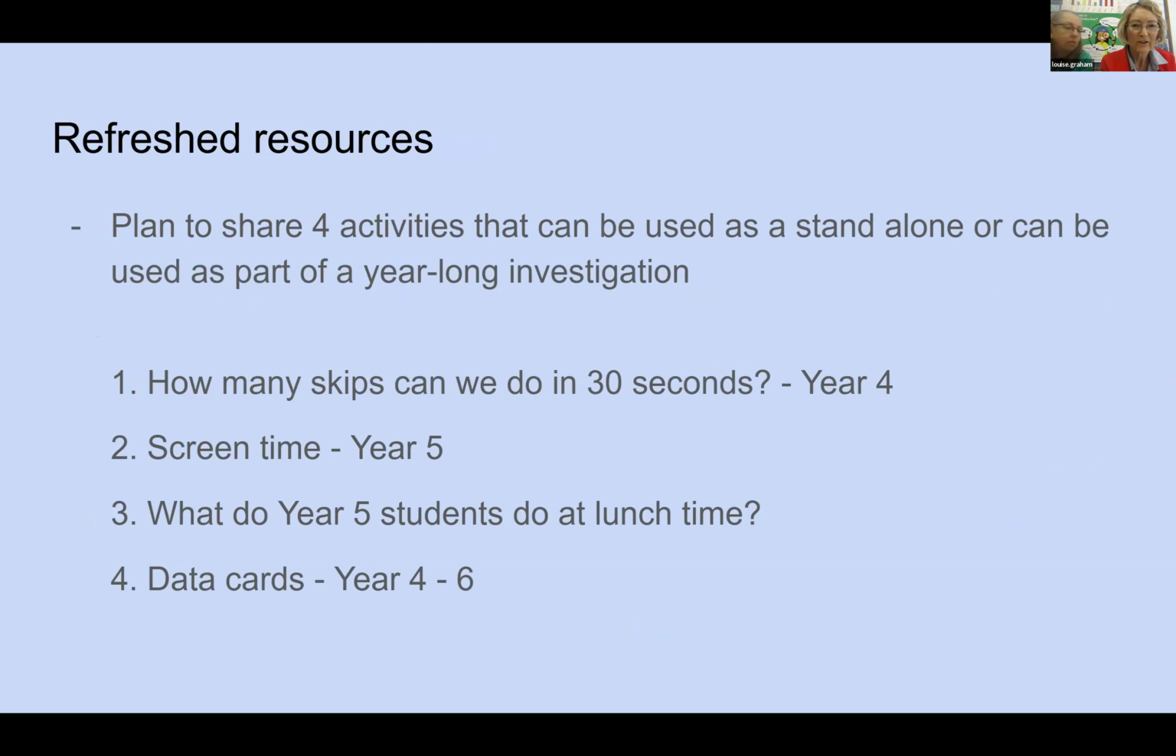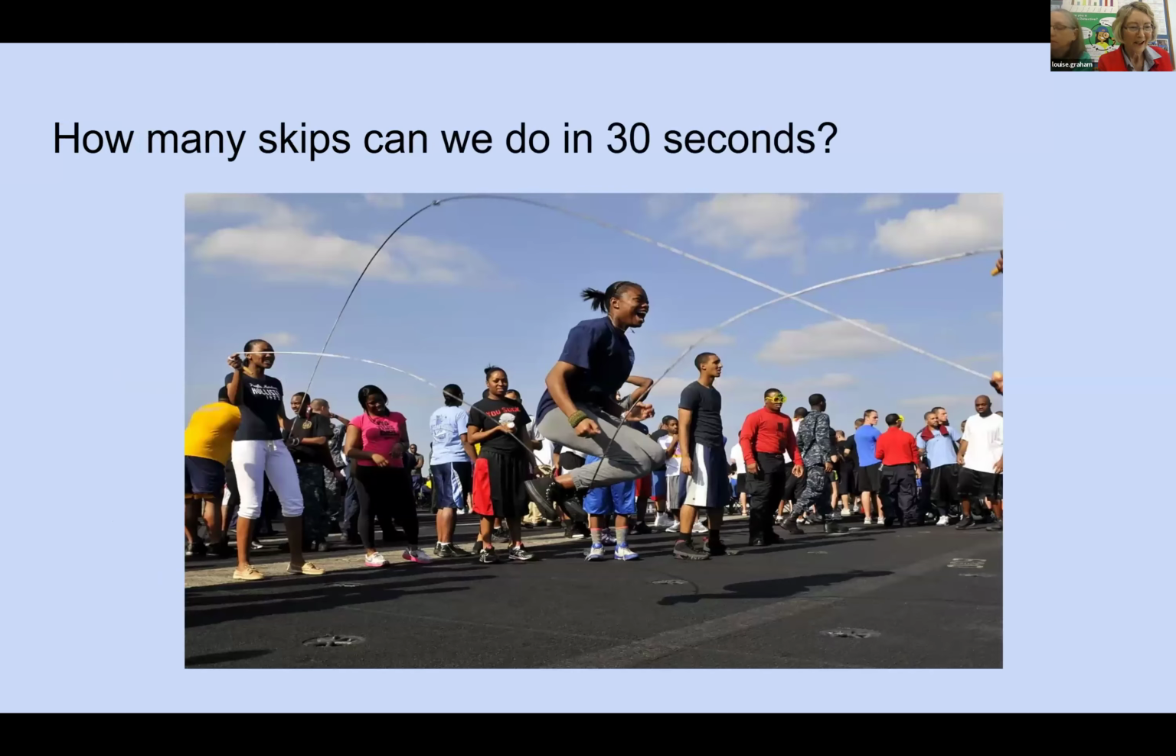All of the activities that have been refreshed are aimed at year 4, year 5, year 6, and some of them can be done across year 4 to 6 or adapted. You could use the year 4 activity, you might do it in year 5, but you might add to it. So, next slide. The first one that we've looked at is how many skips can we do in 30 seconds? The recommendation here is for year 4, but as I said, it can be adapted.